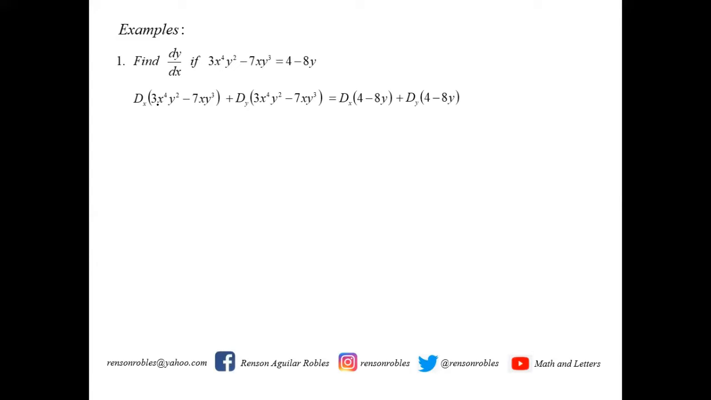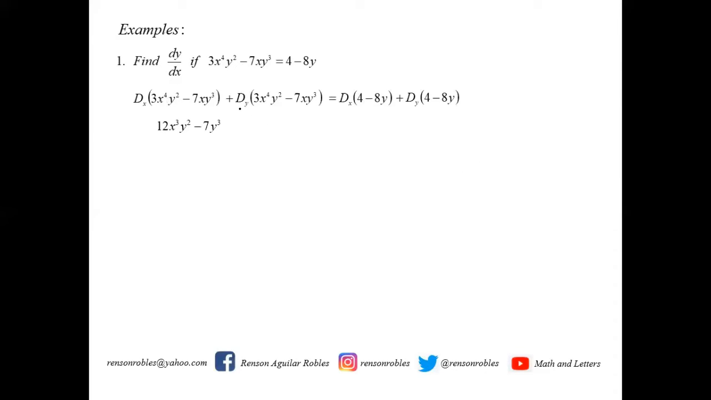Differentiating 3x to the 4 y squared minus 7xy cubed in terms of x, we shall have 12x cubed y squared minus 7y cubed. So here, we shall treat 3 and y squared as constants, and then you differentiate x to the 4, the derivative of which is 4x cubed. And then we shall have 12x cubed y squared. And the derivative of 7xy cubed in terms of x: you just copy 7y cubed, and then you differentiate x, which is equal to 1. So we shall have 12x cubed y squared minus 7y cubed.